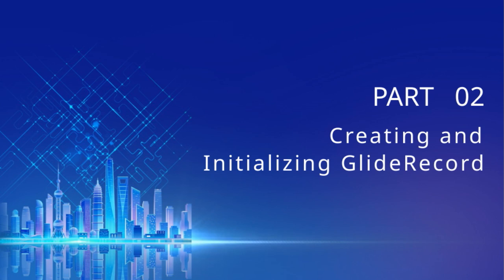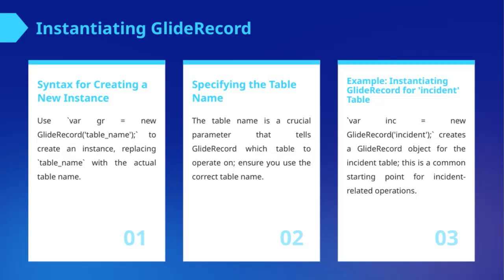All right, let's talk about instantiating a GlideRecord. When you're working with a specific table, like the incident table, you create a GlideRecord object to interact with it. For example, you would write var inc = new GlideRecord('incident'). This line creates a GlideRecord object specifically for the incident table, and it's a common starting point when you're dealing with incident-related operations. You can also create an instance for any other table by replacing table name with the actual name of the table you're working with.